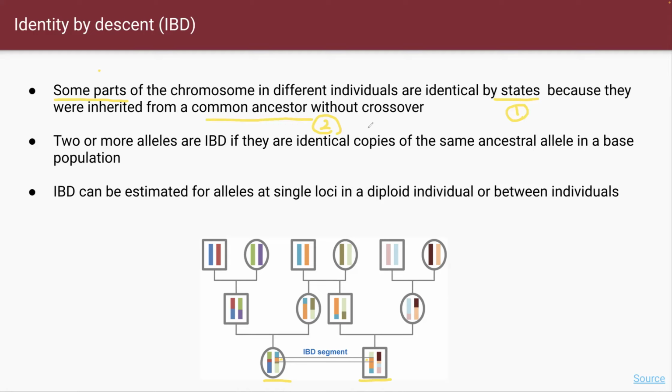And the second question is whether they are from the same ancestor or not. If you go back, this one comes from here, comes from here, comes from here, and these come from this person. So they are from the same ancestor as well. In this case we call it IBD, identical by descent. They are the same state, and they have the same ancestor.